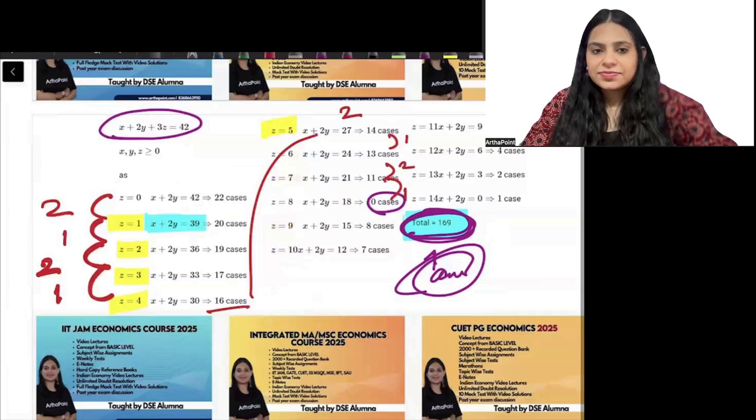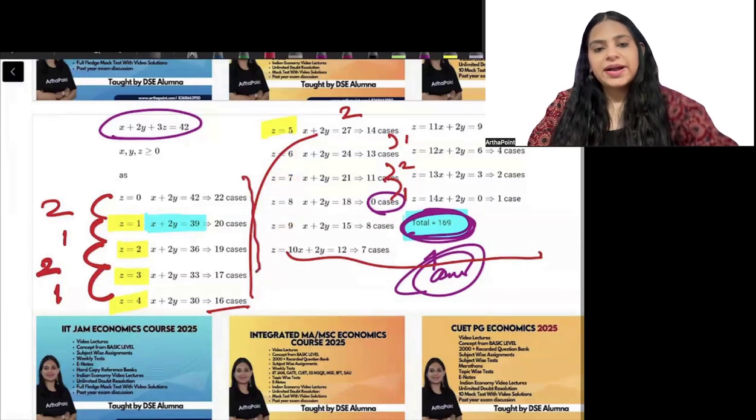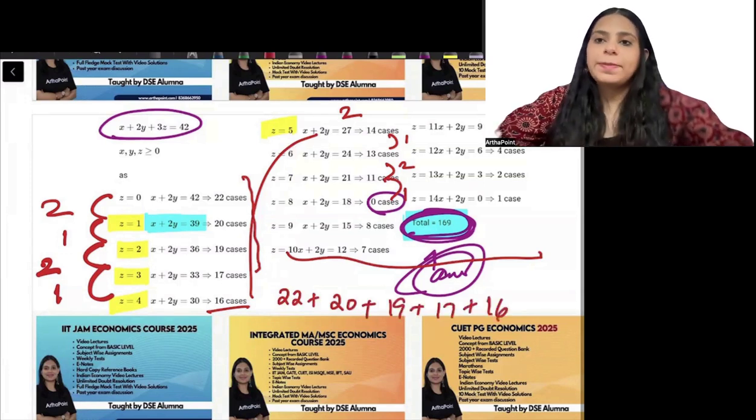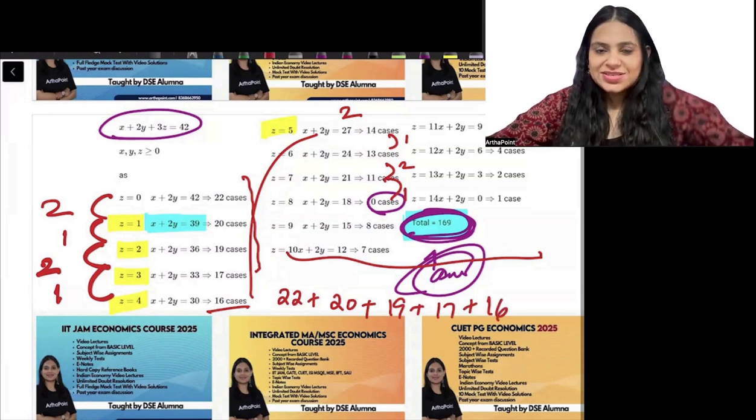then you don't have to go till the end. After 2-3 cases, if you look at the pattern, you can just form the cases: 22 plus 20 plus 19 plus 17 plus 16, then you know the pattern. But otherwise, you should solve it completely once.